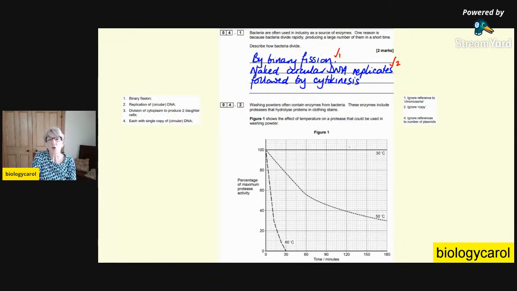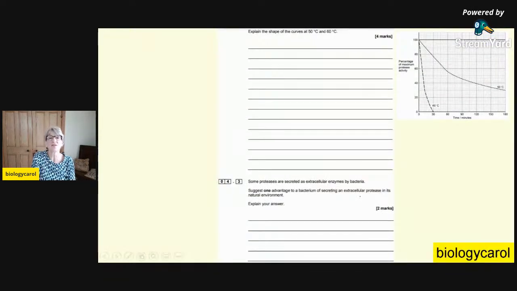Figure one shows the effect of temperature on a protease that could be used in washing powder. Notice your y-axis. This is the percentage of maximum protease activity. And at 30 degrees C, it stays at its maximum activity. At 50 degrees, it drops off quite sharply and then kind of far less sharply. But at 60 degrees, the activity drops like a stone, goes right down to zero at 30 minutes. So here's the question. Explain the shape of the curves at 50 degrees and 60 degrees.